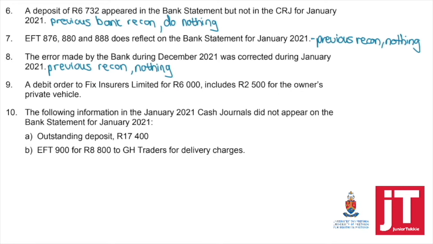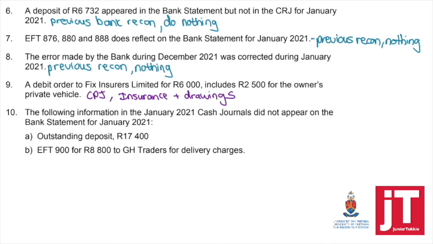Transaction number 9, a debit order to Fix Insurers Limited for 6,000 includes 2,500 for the owner's private vehicle. Debit order means an instruction to a third party that an amount may be deducted from your account. With this transaction, this was directly paid from our bank account, so we need to show it in our CPJ, insurance and drawings. Anything that the owner takes for personal use must be recorded as drawings.